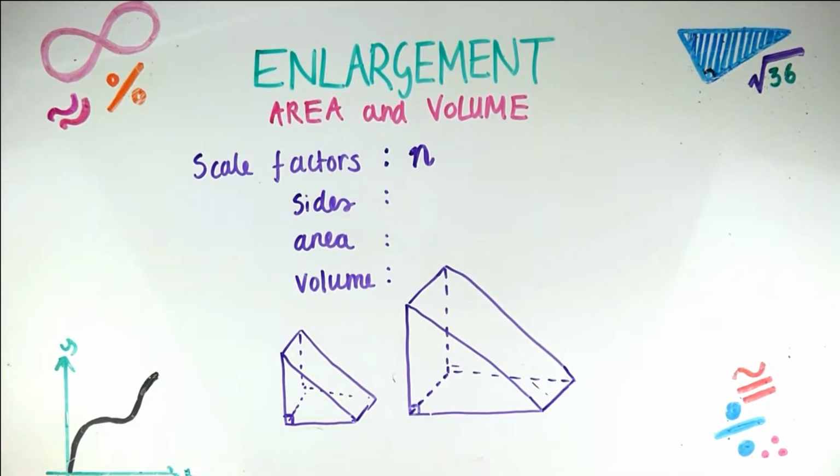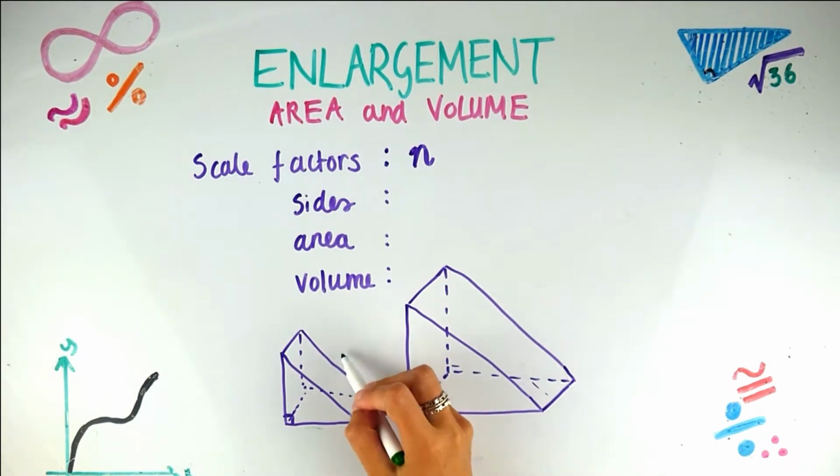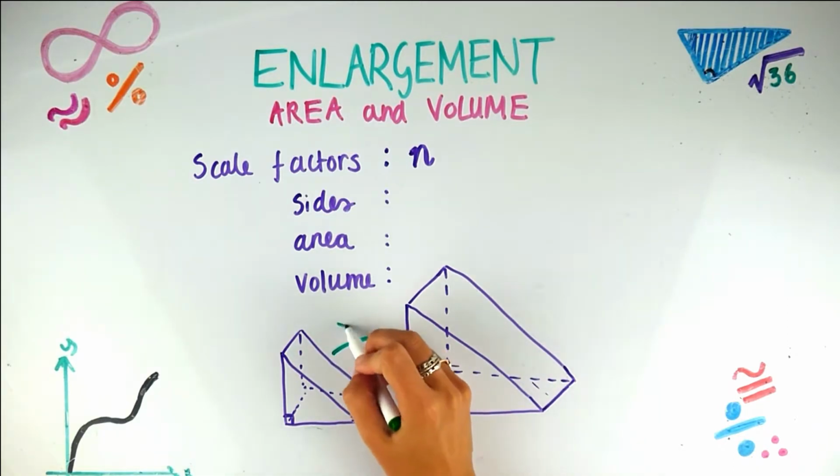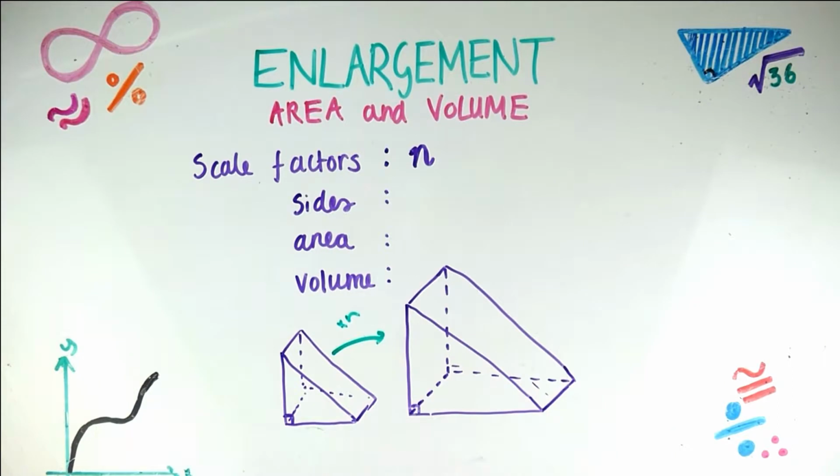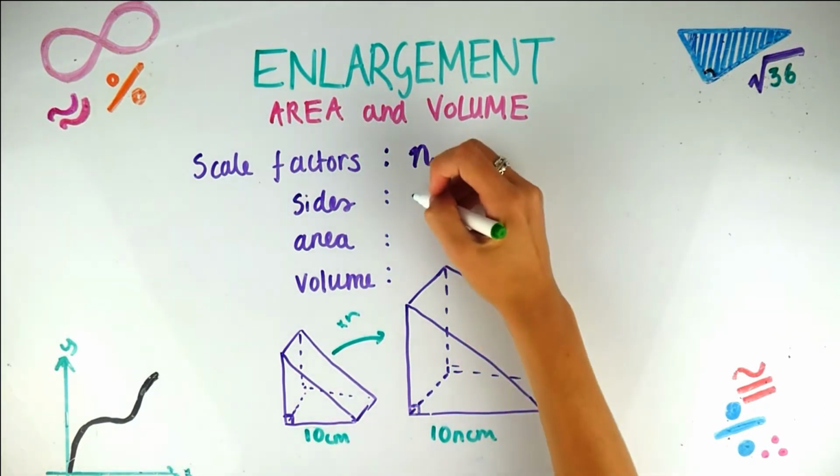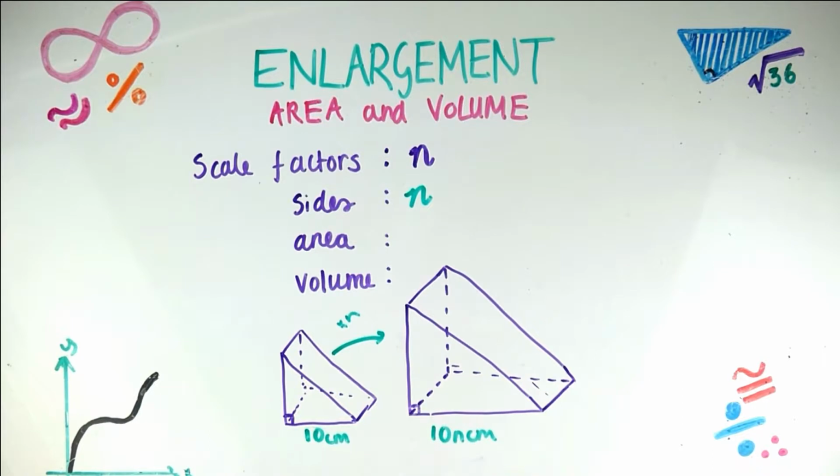So I have two similar shapes here. I've got a smaller one and a bigger one, and it's a 3D shape. And I'm saying the scale factor is n. So for a side, to get to this side, I would multiply by n. So any length I have on this drawing, I multiply by n. If this is length 10 centimetres, the length over here is going to be 10n centimetres.